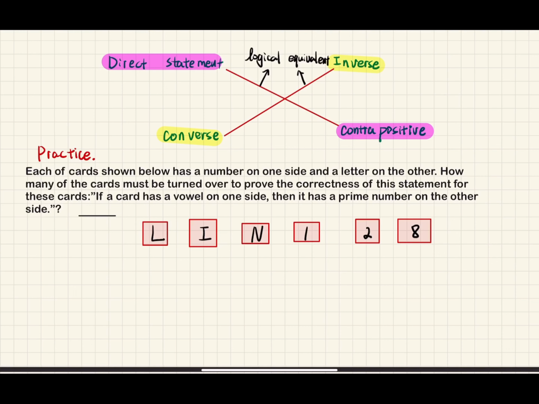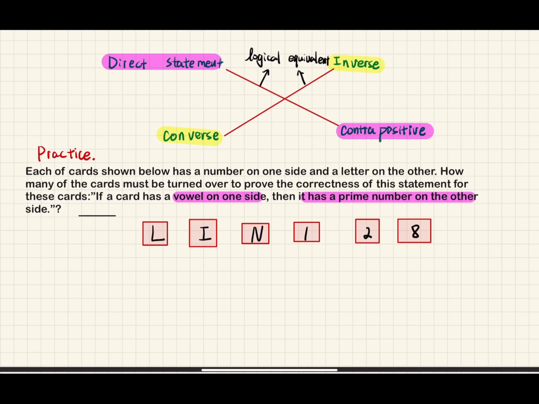Alright, so let's move on to a real problem. So here is the question. Each of the cards shown below has a number on one side and a letter on the other side, right? How many of the cards must be turned over to prove the correctness of the statement for this card? Let's say, if a card has a vowel on one side, then it has a prime number on the other side, right? It's pretty simple. All you guys know that we should turn over the vowel to see if there is a prime number on the other side, right?